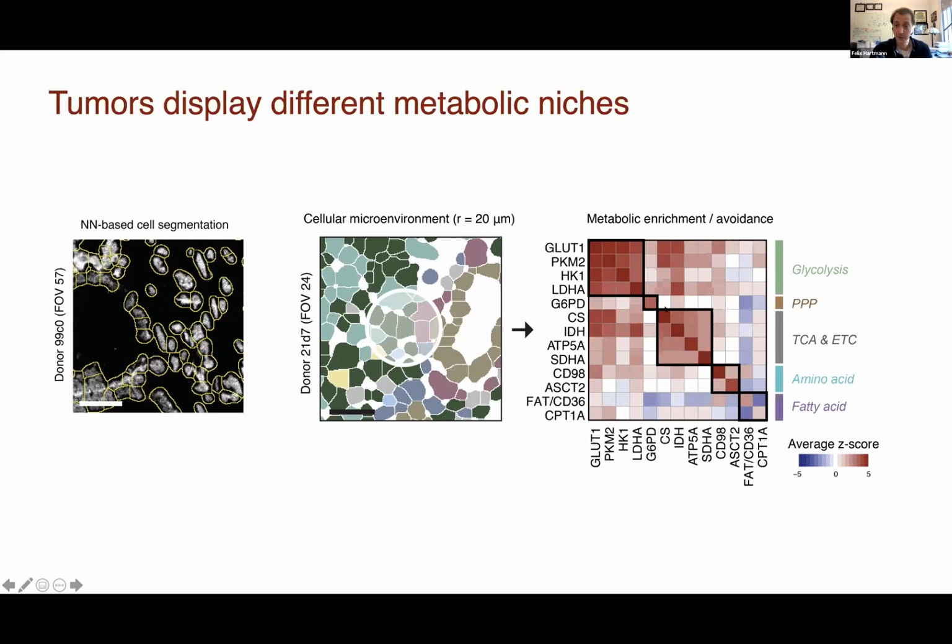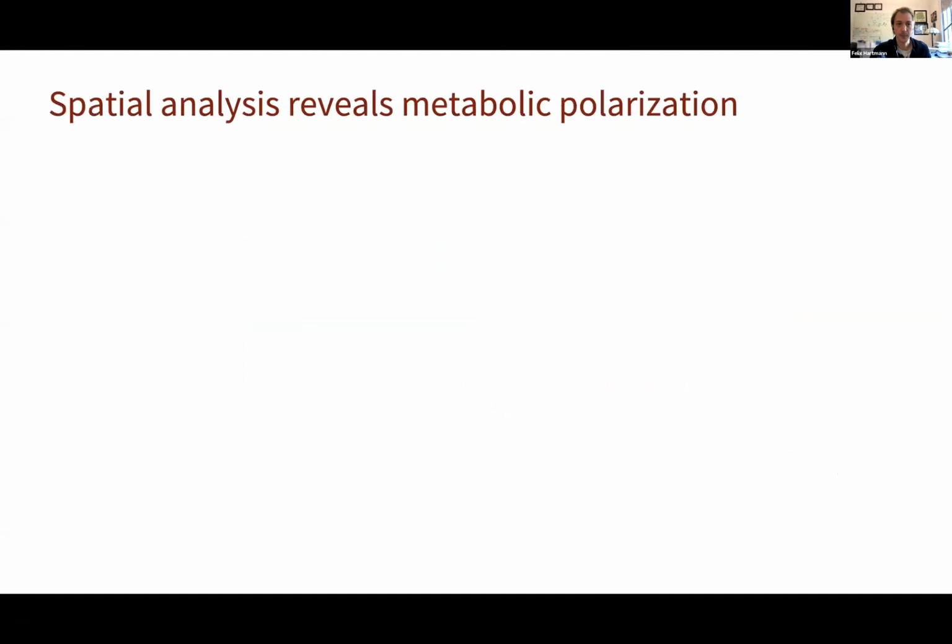And this was true really for multiple metabolic pathways, such as oxidative phosphorylation and amino acid metabolism. So there seem to be these local niches, if I can call it like that, where cells are maybe driven to use a particular metabolic pathway. And I think it's going to be interesting to figure out why that is.